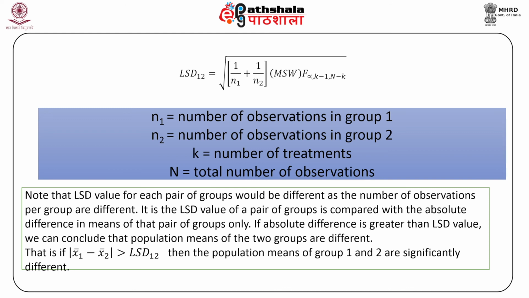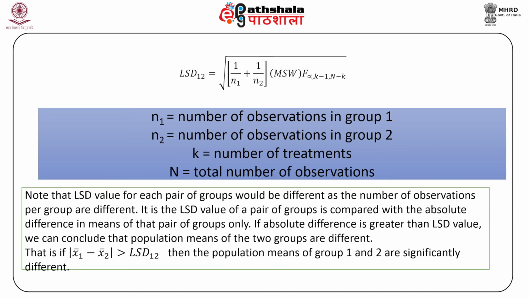The LSD value calculated for groups 1 and 2 is given by LSD12 equal to square root of (1 upon n1 plus 1 upon n2) times MSW times F alpha with k minus 1 and N minus k, where n1 is the number of observations in group 1, n2 is the number of observations in group 2, k is the number of treatments, and capital N is the total number of observations. Note that the LSD value for each pair of groups would be different, as the number of observations per group are different. The LSD value of a pair of groups is compared with the absolute difference in means of that pair of groups only.